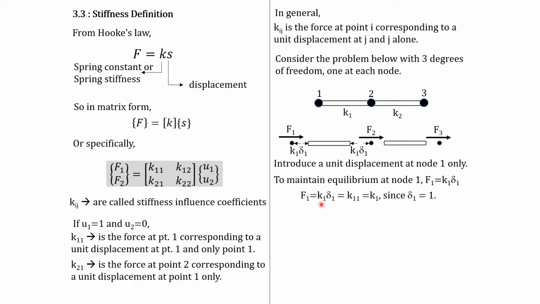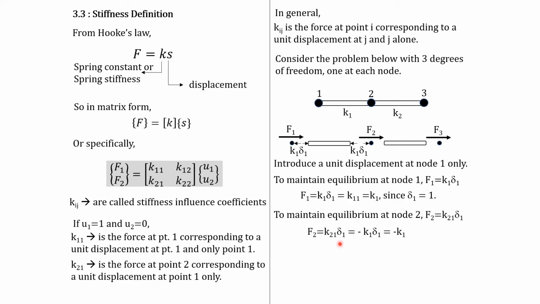F1 equals K1 delta 1. Delta 1 is equal to 1, so F1 equals K1, and K1 is actually K11. The meaning of K11 is that it's the force at 1 corresponding to a unit displacement at 1. To maintain equilibrium at node 2, in this equation here, F2 equals K21 times delta 1, where K21 is the force at node 2 corresponding to a unit displacement at 1.